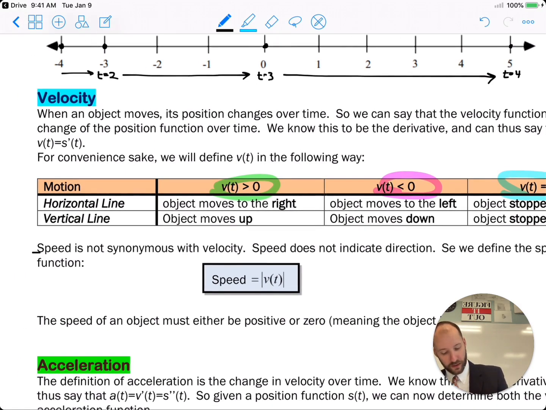Now it's important to realize speed is not synonymous with velocity. Velocity can be negative. If your point of reference is the ground and you start here and you fall, you have a negative velocity. You're moving towards your point of reference. Speed does not have direction. Your speed is the absolute value of velocity. Okay, so that's one distinction you need to make. Velocity versus speed. Velocity can be negative. Speed is always positive.